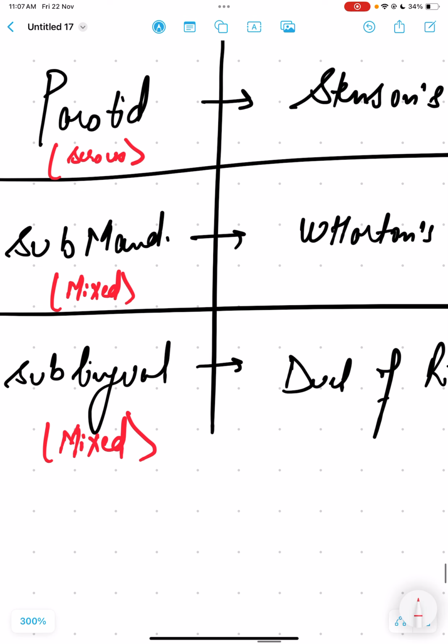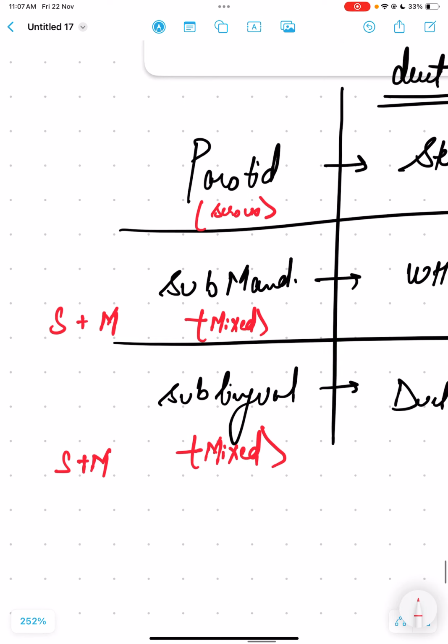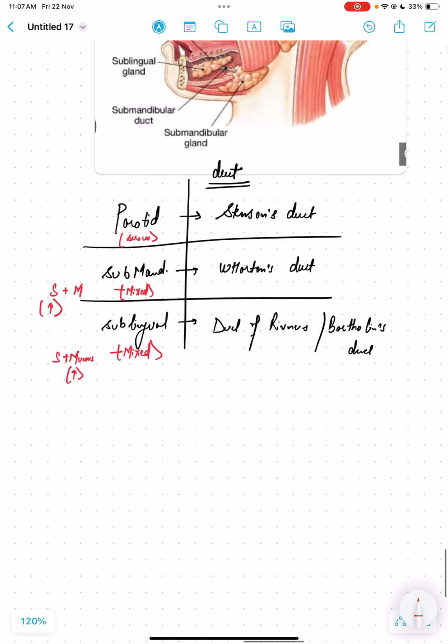Mixed basically means it consists of both serous as well as mucous. But in the submandibular gland, there is higher serous and lower mucous, while in the sublingual gland there is more mucous as compared to serous. So this you have to remember about the major salivary glands.